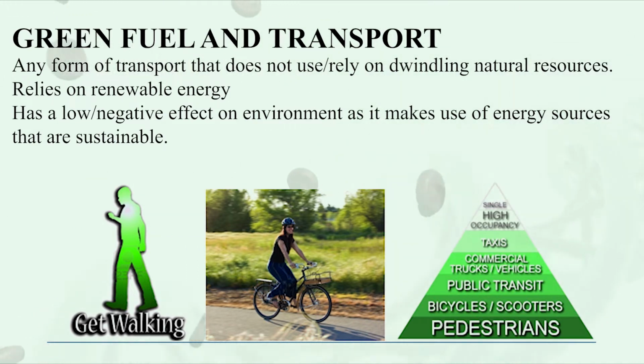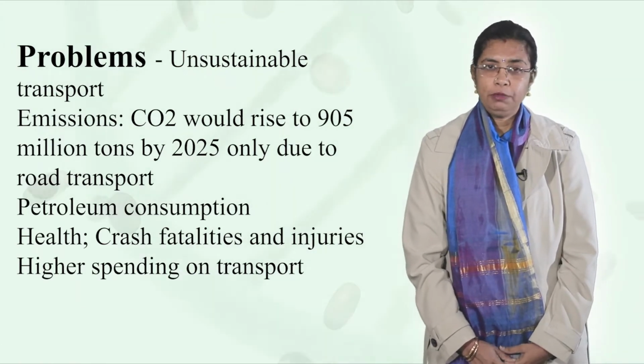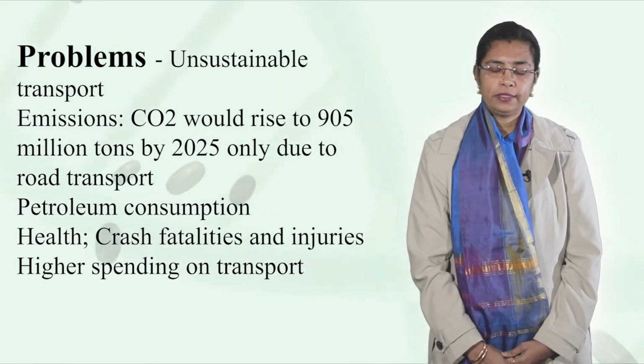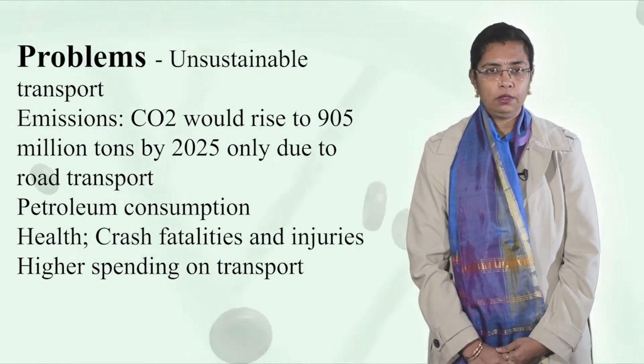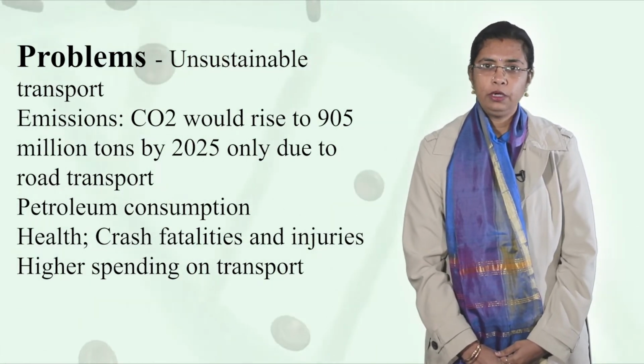Walking, cycling, sailing are of course some examples, but in daily life it may not be possible for us to commute long distances just by walking. So, before we go on to the types of biofuels, what are the problems that are related to unsustainable transport? Maybe the emissions, the carbon dioxide, which we are more concerned with in climate change, and the greenhouse gas emissions, they would rise much more, 905 million tons by 2025, only due to road transport.